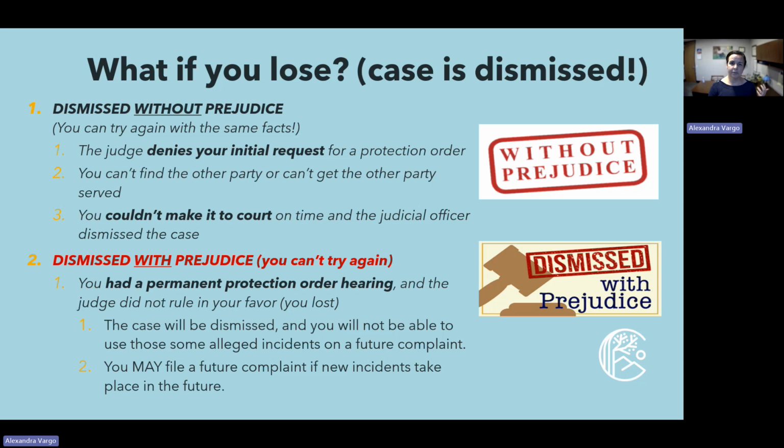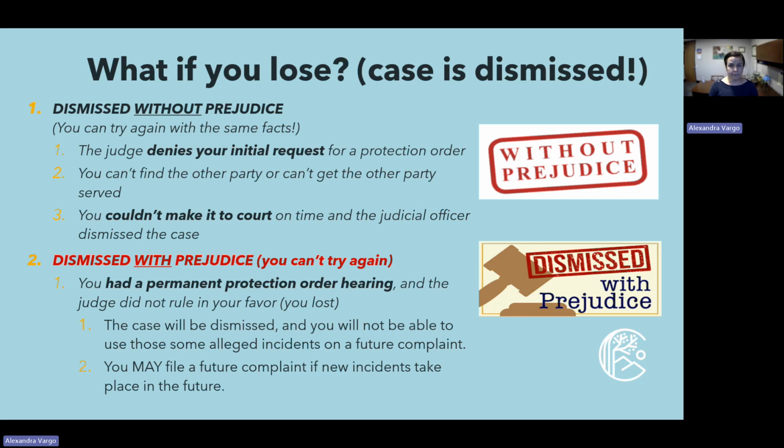Sometimes it's as easy as a modification. Sometimes it's going to need an additional allegation or something like that. And if it's dismissed at that point, it will be dismissed without prejudice, which means that you can file it again with the same facts, really as many times as you need to.